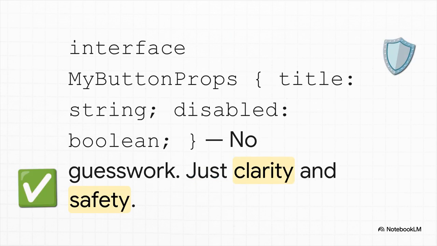Now check out the new way with TypeScript. See that interface? That's our blueprint. It tells us, with zero ambiguity, that title has to be a string and disabled absolutely has to be a Boolean. And the best part? If you mess up and try to pass in the wrong type of data, your editor will start screaming at you immediately. No more guesswork, just pure clarity and safety.